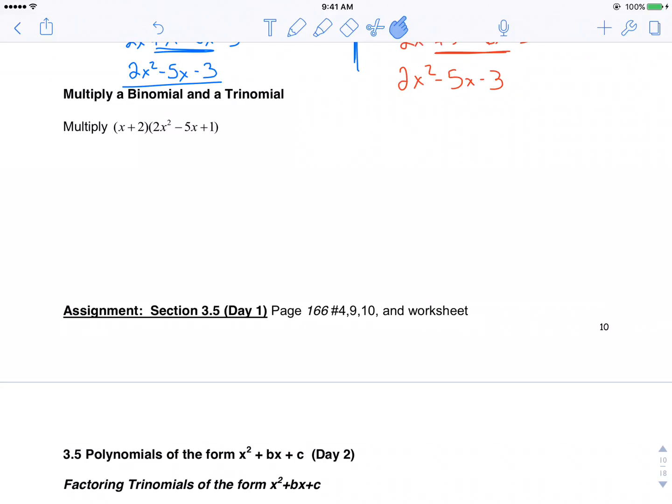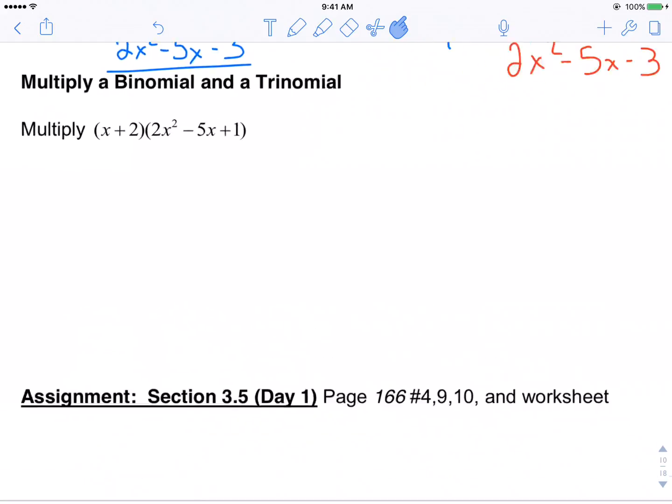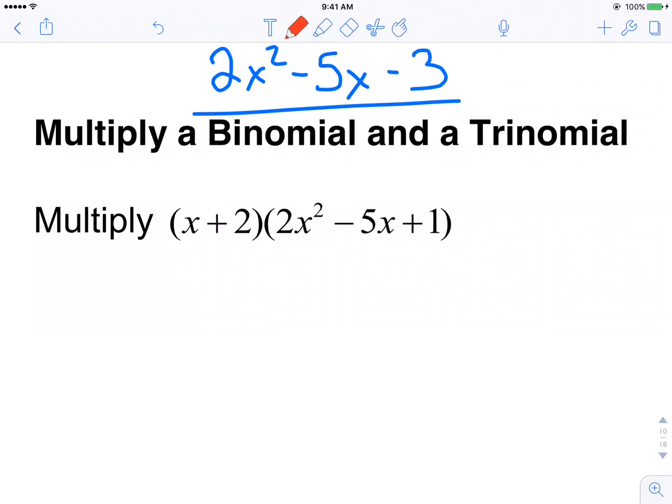Last example, section 3.5, day 1. Expanding out what we call a binomial times a trinomial. So a binomial, you should know by now, is a polynomial with 2 terms. A trinomial would be a polynomial with 3 terms. Now, remember that FOIL is only used for a binomial times a binomial, so we can't use that anymore. So we have to use what's called the distributive property.